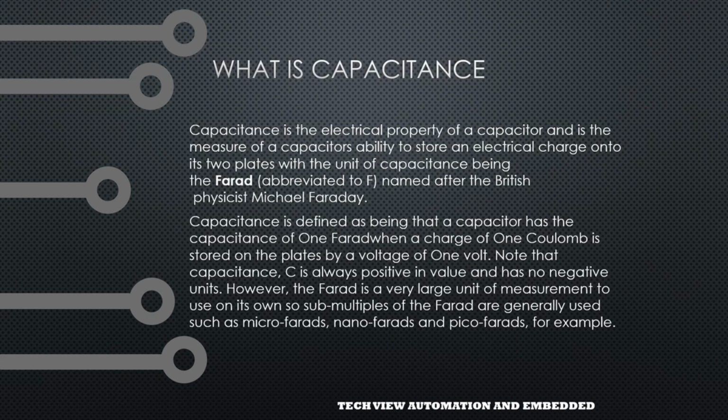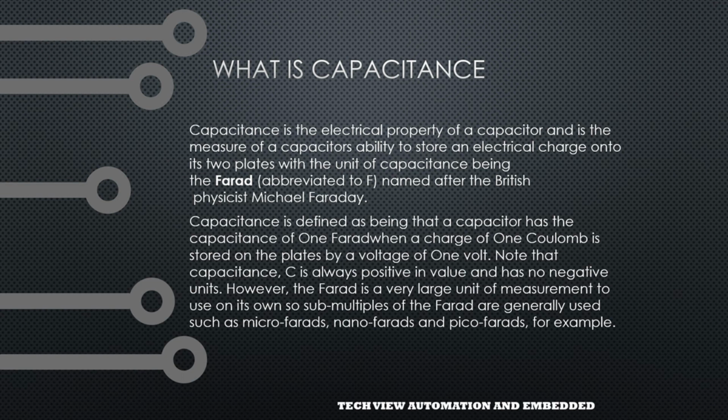Capacitance is the electrical property of a capacitor and is the measure of a capacitor's ability to store an electrical charge onto its two plates, with the unit of capacitance being the farad, abbreviated to F, named after the British physicist Michael Faraday. A capacitor has a capacitance of 1 farad when a charge of 1 coulomb is stored on the plates by a voltage of 1 volt. Note that capacitance, C, is always positive in value and has no negative units.